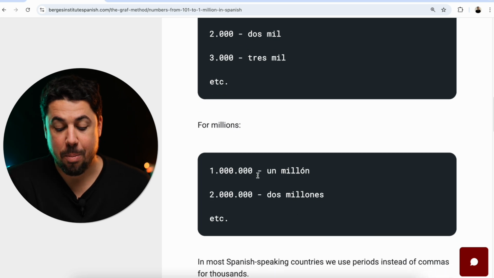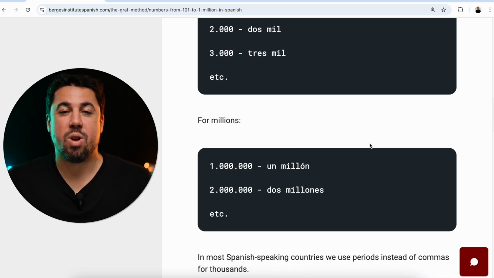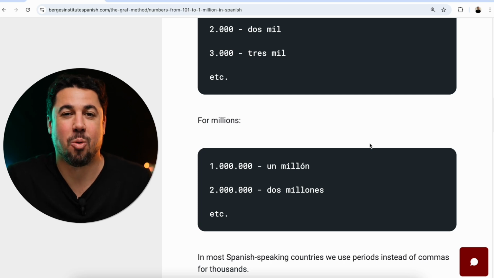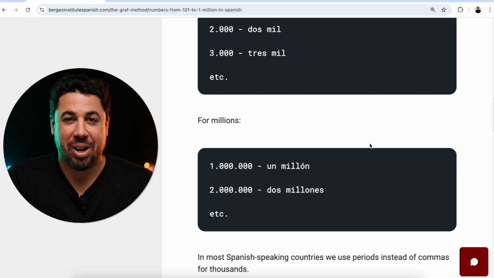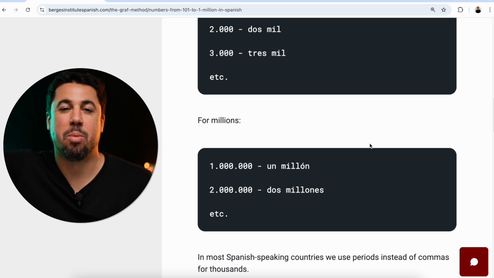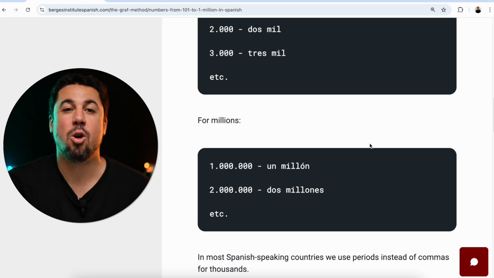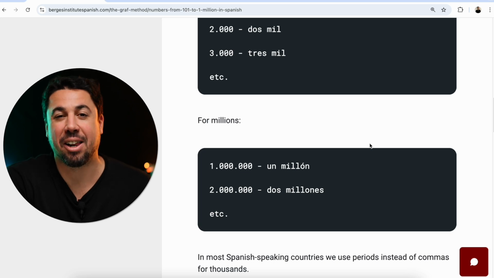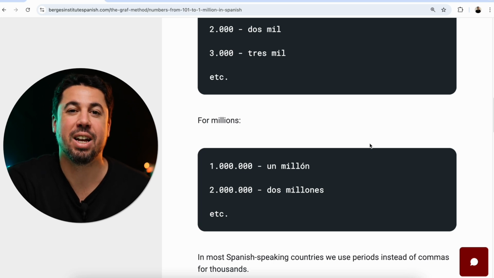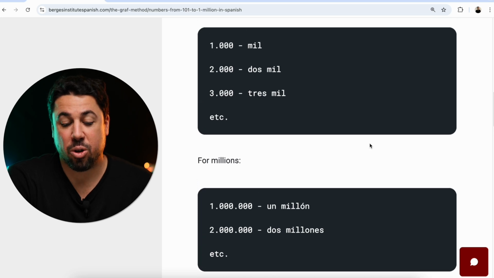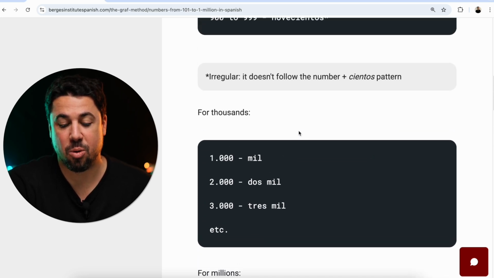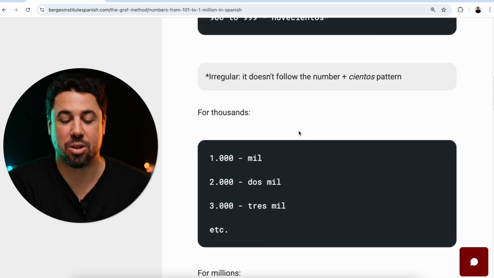For million, by the way, when we are talking about $1 million or 1 million cats or 1 million whatever, for million and only for million and on, for billion, trillion, etc., we have to say un millón de dólares. In Spanish, it's a million of dollars, un millón de dólares. We don't do that with hundreds or thousands, only with millions and after millions.